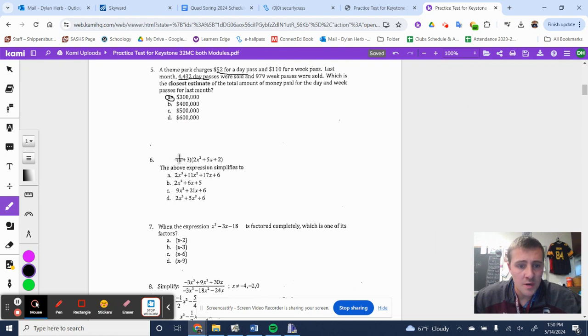For this one, you're going to want to distribute or use the box method. If you're using the box method, you're going to need a 2 by 3.